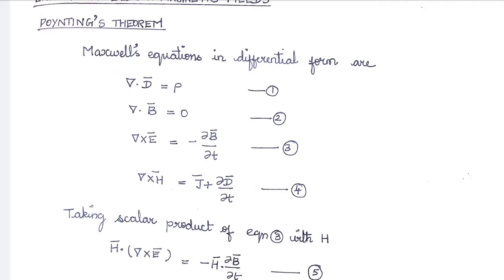Here D is the electric displacement vector, B is the magnetic field vector or magnetic field strength, E is the electric field vector, J is the current density here. These four equations are called the four fundamental equations in electromagnetic theory, named as Maxwell's equations.